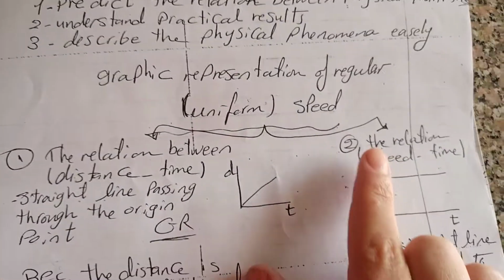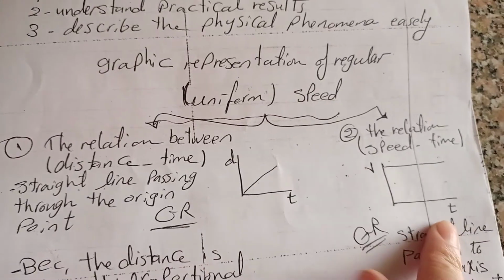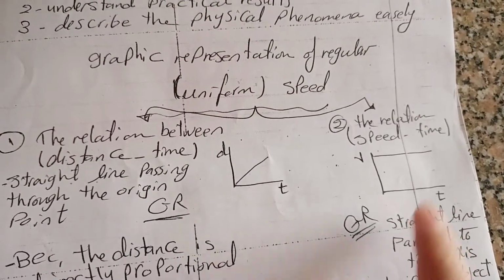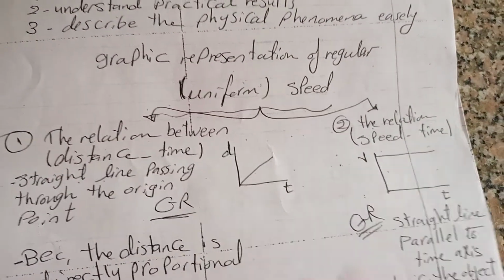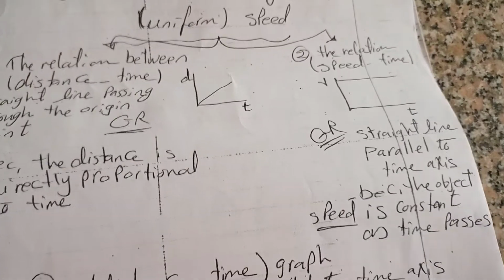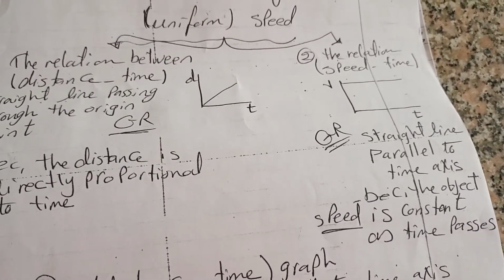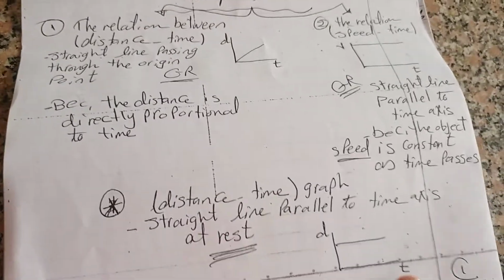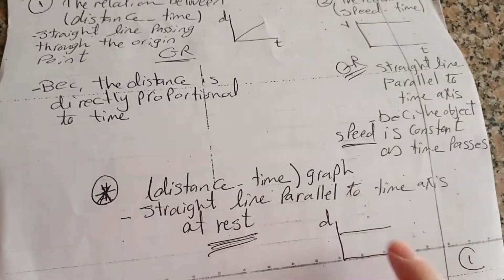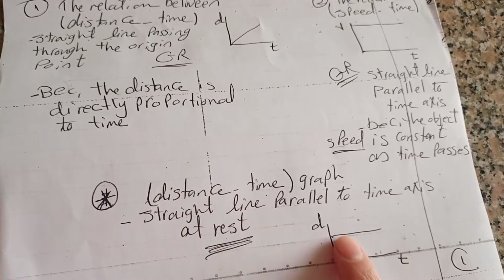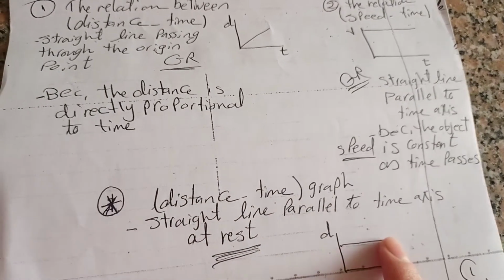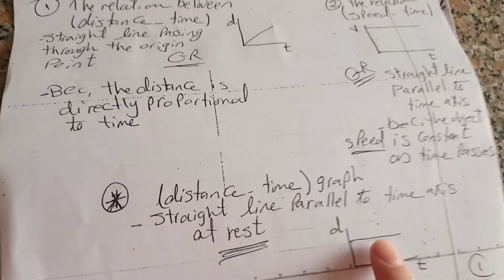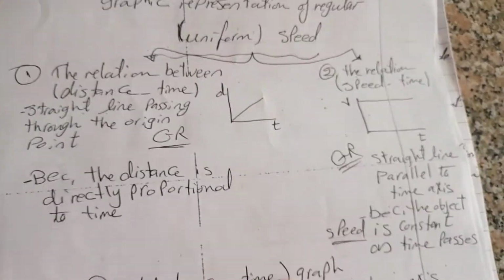And the relation between speed and time is represented as a straight line parallel to the time axis. Give the reason: because the object's speed is constant as time passes. If the relation between distance and time is presented as a straight line parallel to the time axis, this object is at rest.